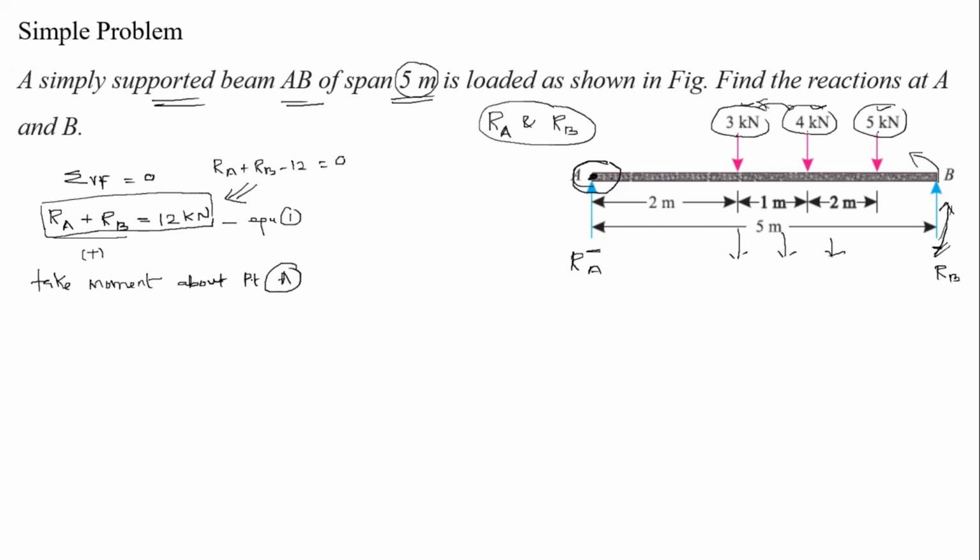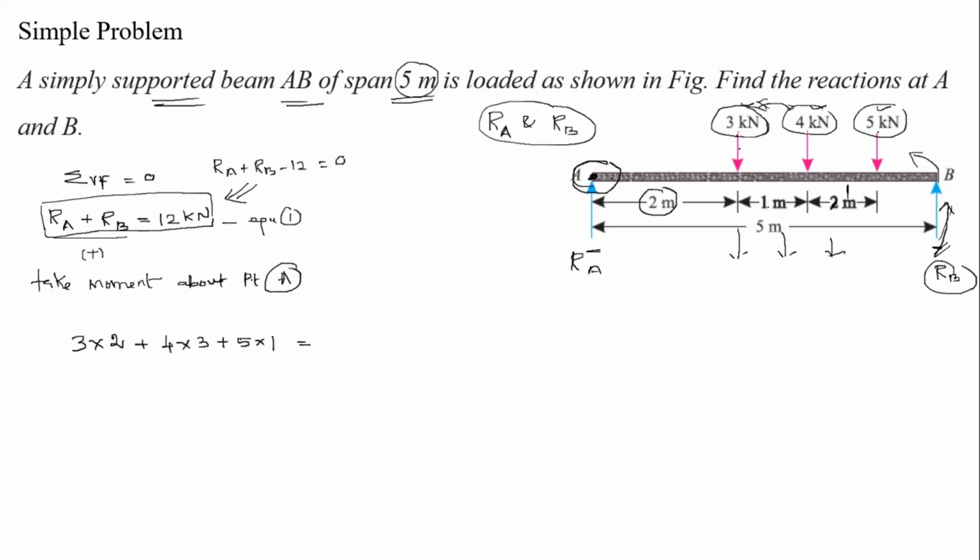What is the formula for moment? Force into perpendicular distance. So for the 3 kilonewton force, the perpendicular distance between the point where we want to take moment and the force is 2 meter, and for 4 kilonewton, 2 plus 1, which is 3 meter, and for 5 kilonewton, 2 plus 1 plus 1, which is 4. Taking moment about A: 3 kilonewton into 2 plus 4 kilonewton into 3 plus 5 kilonewton into 1, sorry, this is 1, equal to the clockwise direction.